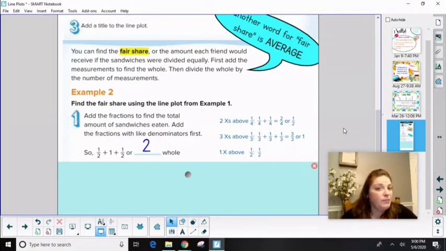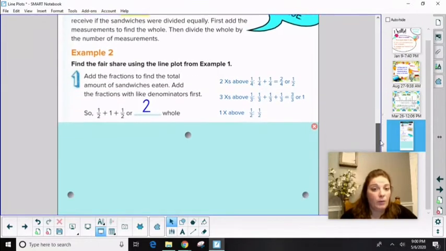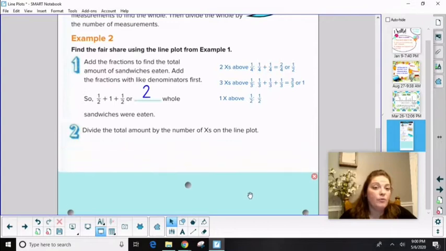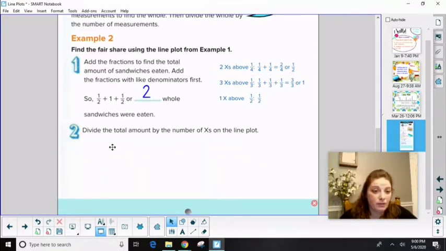Now let's say they wanted to split those 2 feet equally. Now we have to divide by how many pieces there were. So if we take our 2 total feet and we divide it by the number of friends, we get 2 divided by 6. Well, that isn't a fact family.